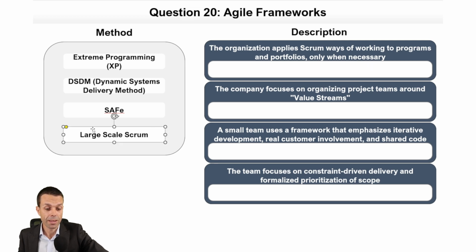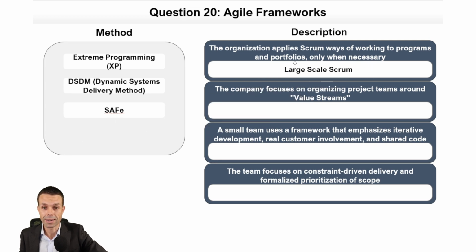Large scale Scrum, they do it only when necessary. In fact, they recommend that you don't use a scaling method because it's sort of anti-agile, actually, for small teams we want for agile. The company focuses on organizing project teams around value streams. Now, if you remember, or if you've had some good instruction, value streams come from the Toyota Production System, or Lean, and SAFe, or the Scaled Agile Framework, has actually taken that idea of value streams. And so we organize our projects around value streams.